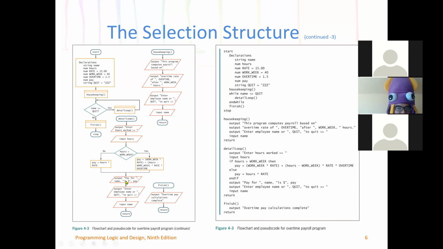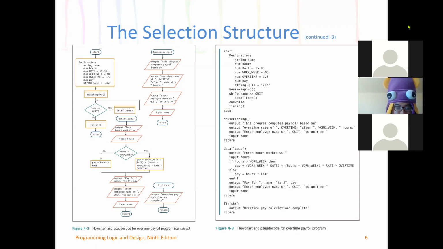Here we say output, the pay for the name of the employee that we entered earlier is whatever amount we calculated, either the left or the right. The right including overtime, the left excluding the overtime. And also what we have here is the same thing, the pseudo code.